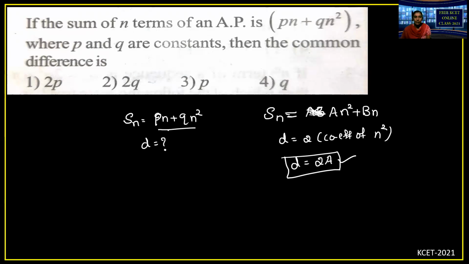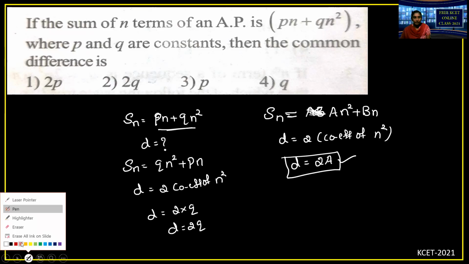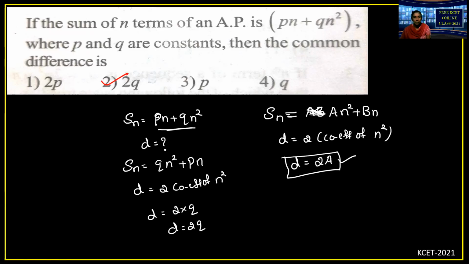So let us apply the same shortcut here. If Sn is given by pn plus qn square, let us rewrite it as Sn is equal to qn square plus pn. Then the common difference is equal to twice the coefficient of n square. What is the coefficient of n square here? It is q. So the difference is equal to 2q. Option 2 is the correct answer. Understood?